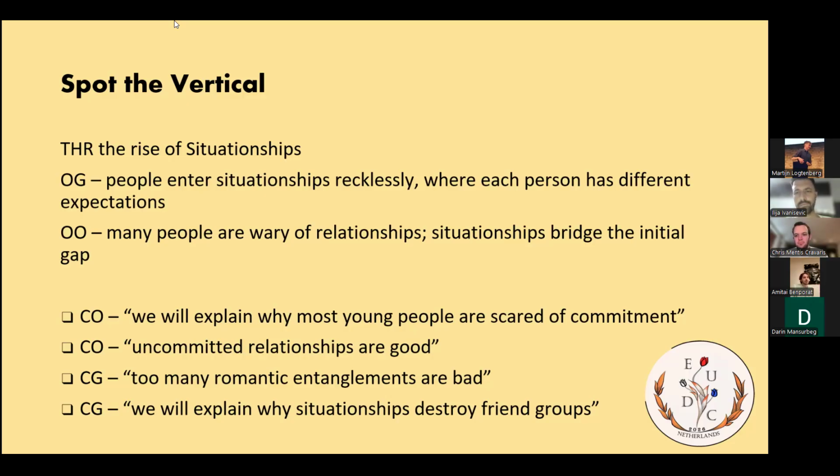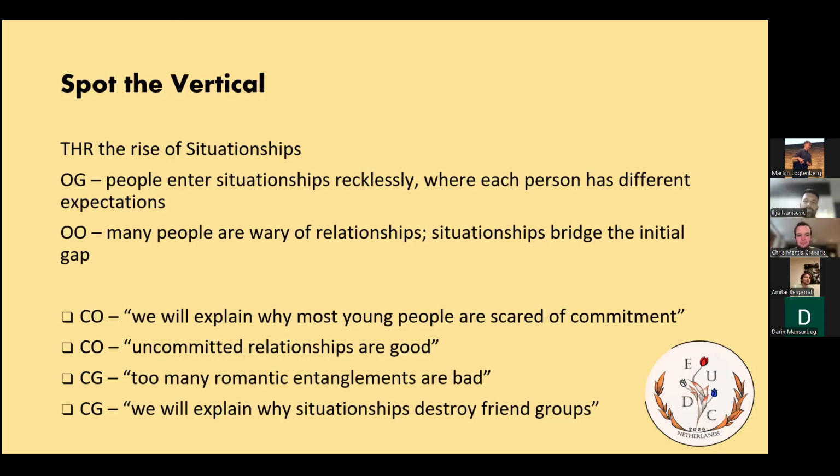So let's start with the first motion, which is this house regrets the rise of situationships. And let's run down very quickly through what the top half would have looked like in this round. So opening government would make one central claim, which is that people enter situationships recklessly, where each person has a different expectation of what they want out of the relationship. So for example, one person might not be looking for a committed relationship, another might be hoping it will end up in a committed setting.